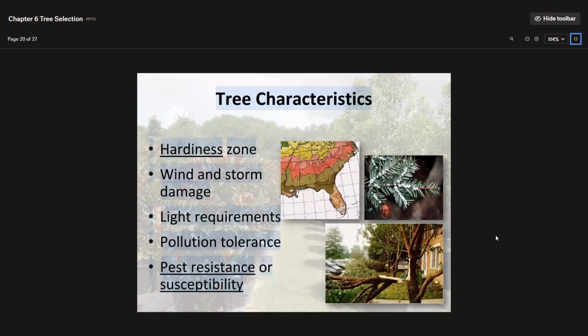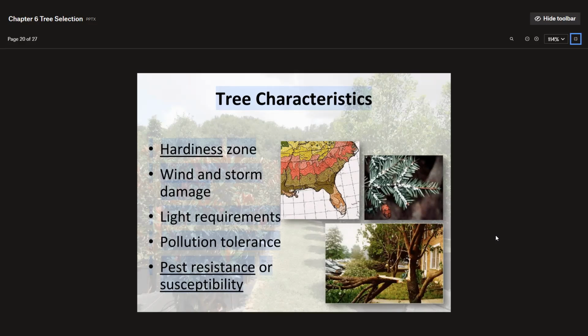Different trees do well in different zones. So what's the tree's hardiness zone? Will it survive where you're proposing to plant it? What's the possibility for wind and storm damage? What are the light requirements that trees need? Pollution tolerance. Is it one that can handle a bunch of car exhaust fumes? May not be one that can handle that, and there are trees that handle it better than others. Pest resistance or susceptibility to pests. You've got to think about all this stuff.